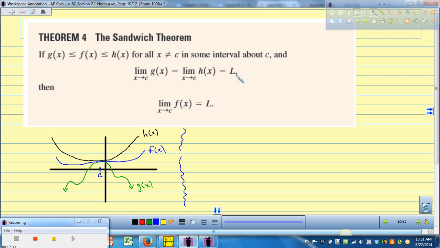A good number of limits are proven using the squeeze or sandwich theorem. We don't use it too much, but you should be aware of it. And I have a little example to show you next.